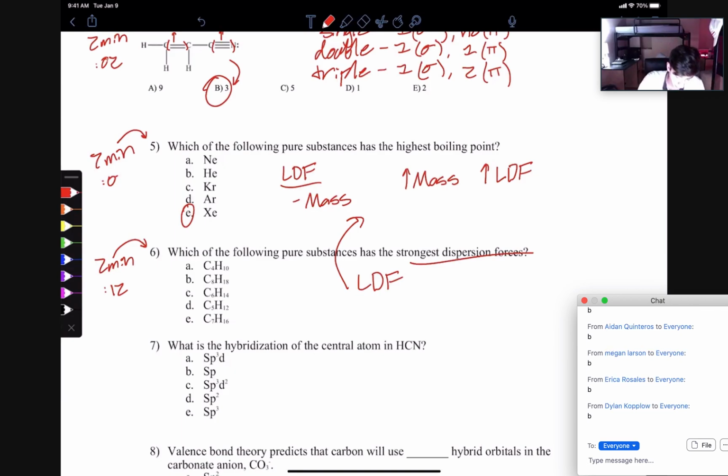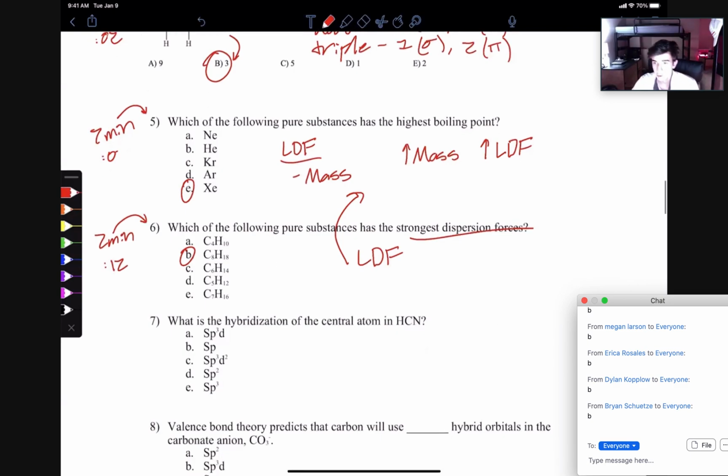Perfect. Yep, so B, just because carbon has such a higher molar mass compared to hydrogen, I don't even care about the hydrogens really. I'm just going to count the carbons, and B has the highest amount of carbons, so I'm just going to say that that's the highest molar mass because I don't want to do extra work. So basically B has the highest molar mass, so it has the highest London dispersion forces. It's just the exact same logic as number 5. Okay, does anyone have a problem with 6?